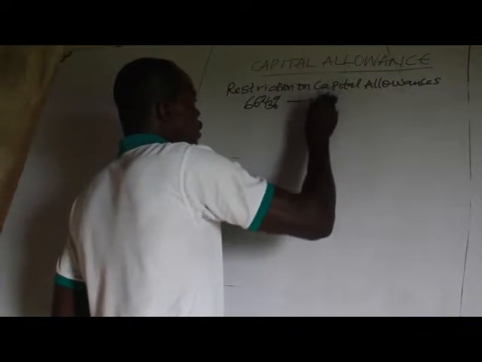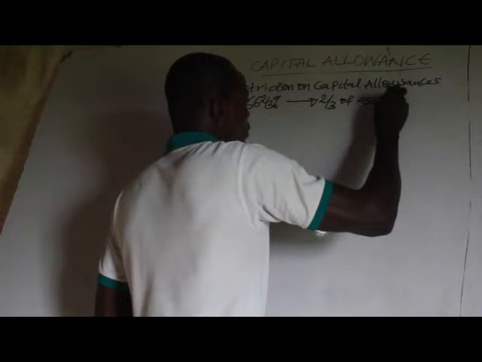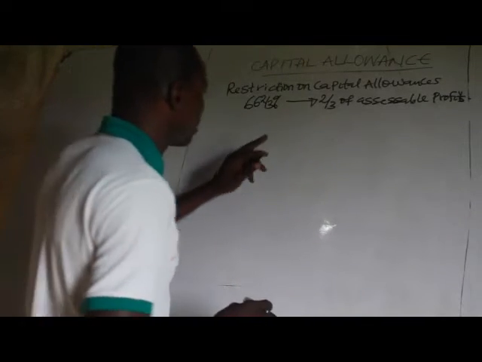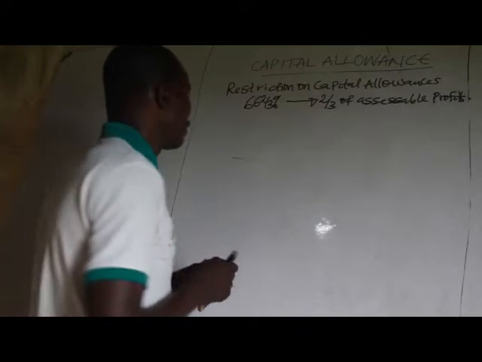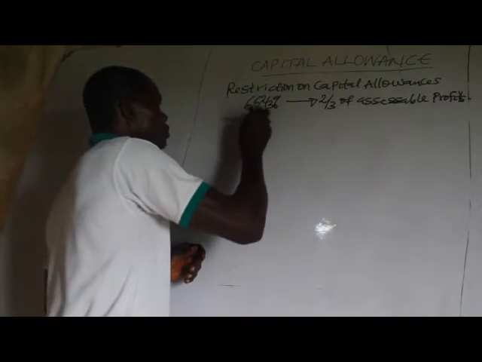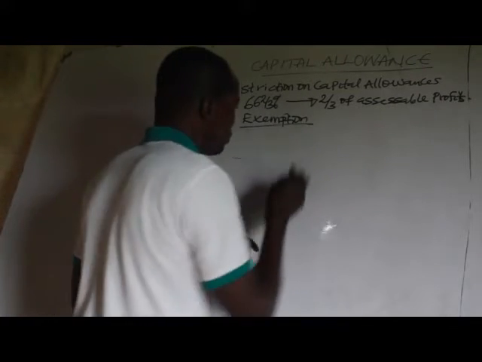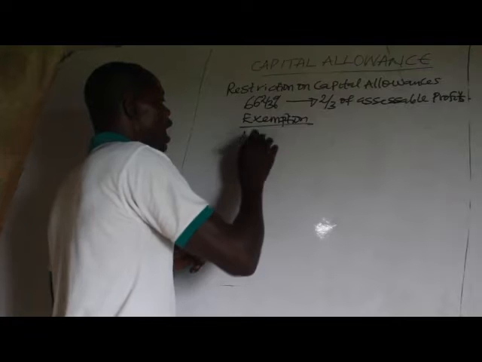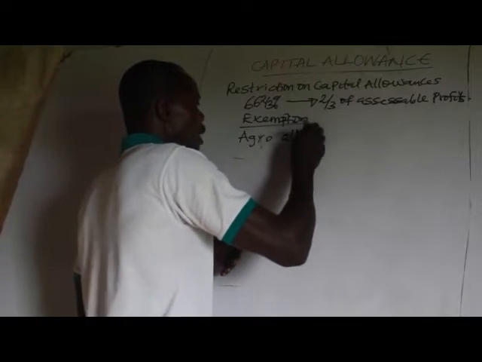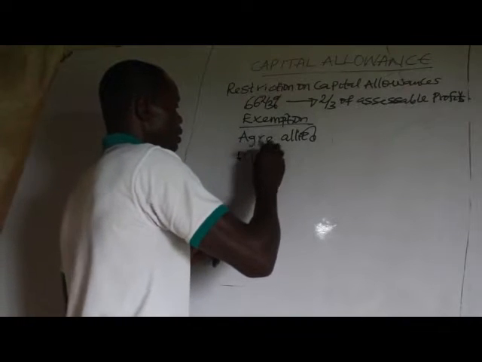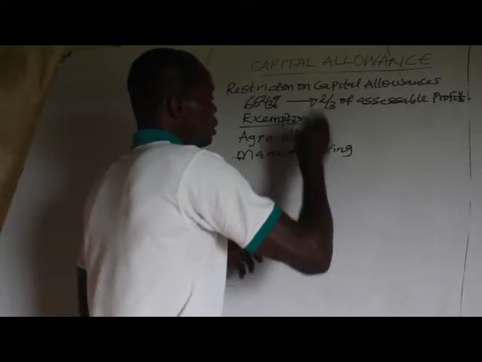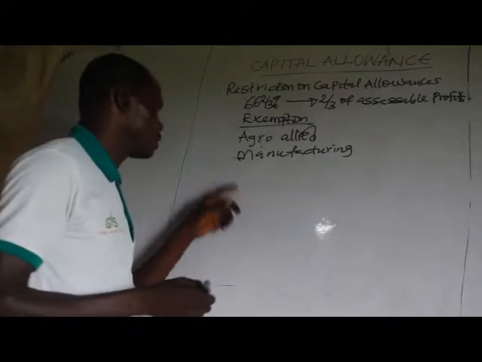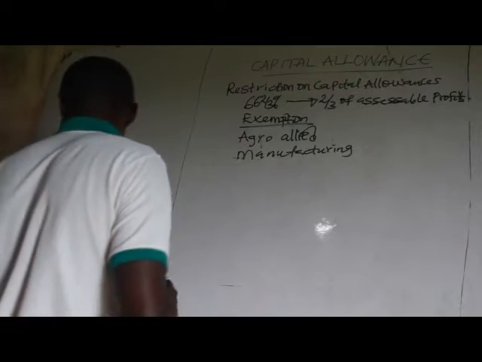66 2/3% is equivalent to 2/3 of assessable profit. The amount of capital allowance you can claim in any year of assessment should not be greater than 2/3 of the assessable profit. There is an exception to the restriction for an agro-allied company or manufacturing company. There is no restriction on their capital allowance. Agro-allied, farming or agricultural companies have no restriction on their capital allowance.